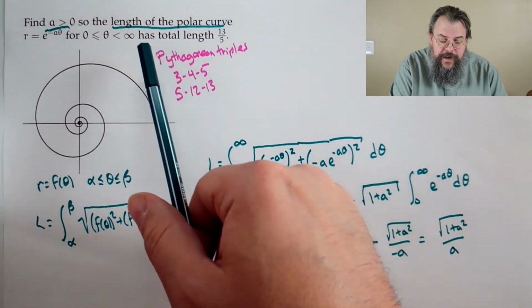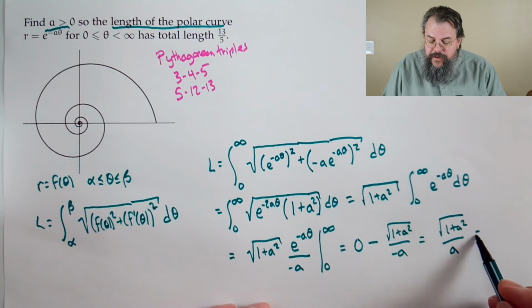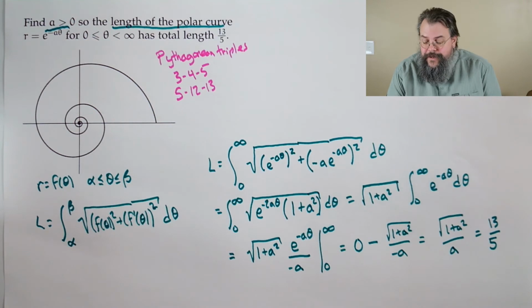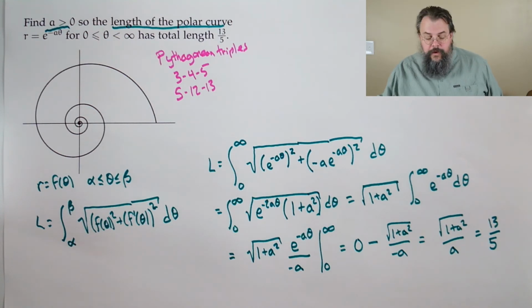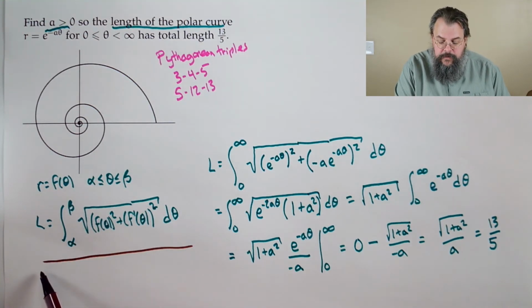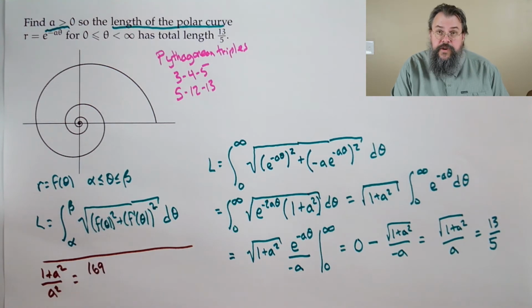And we know our total length is 13 over 5. All right, so now our goal is solve. And so we say, okay, what can we do? Well, let's start by squaring everything. If we square both sides, what would we have? We'd have 1 plus a squared over a squared equals 169, which is 13 squared, over 25.